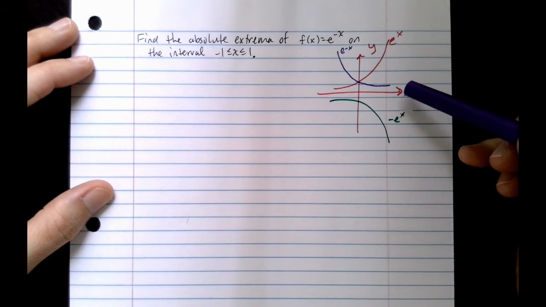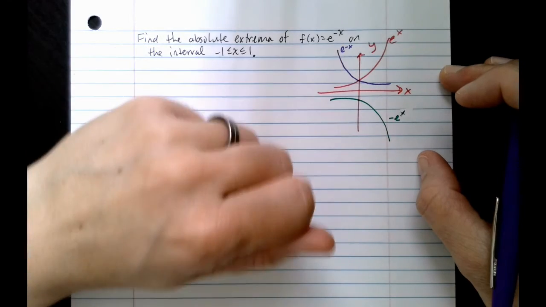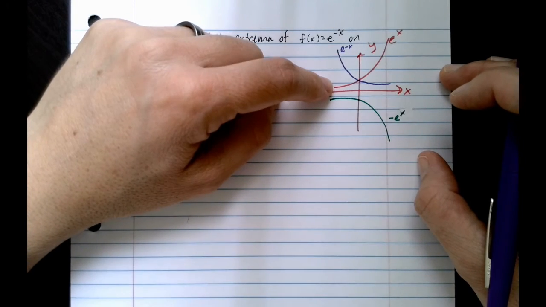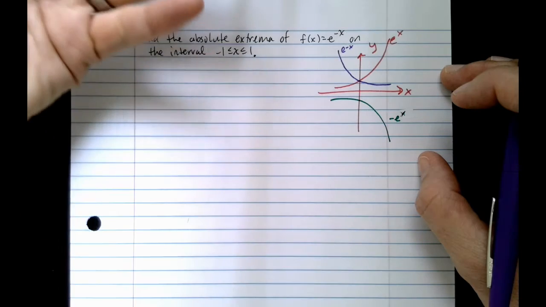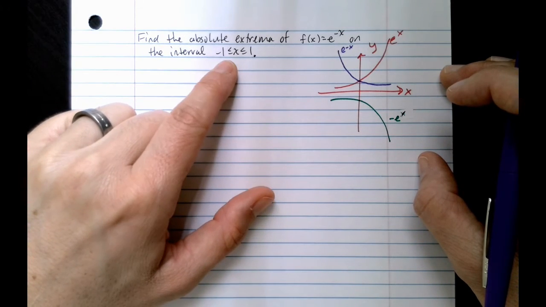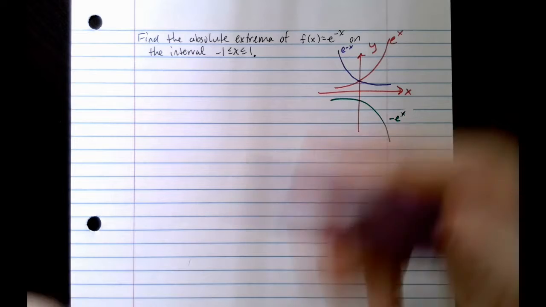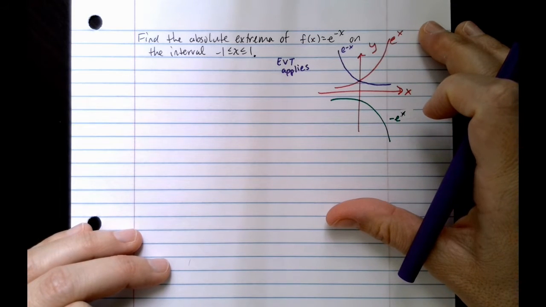Based on this sketch now, does the extreme value theorem apply? Well, e to the x in general is a continuous function on all real numbers, right? So the fact that I reflected over the y-axis does nothing to change that. So it is continuous, and it's only on this interval that is closed, so EVT applies. Now, why is that important? Now that I know the extreme value theorem applies, I can conclude I am guaranteed both an absolute maximum and an absolute minimum. Okay, next step, find the derivative.